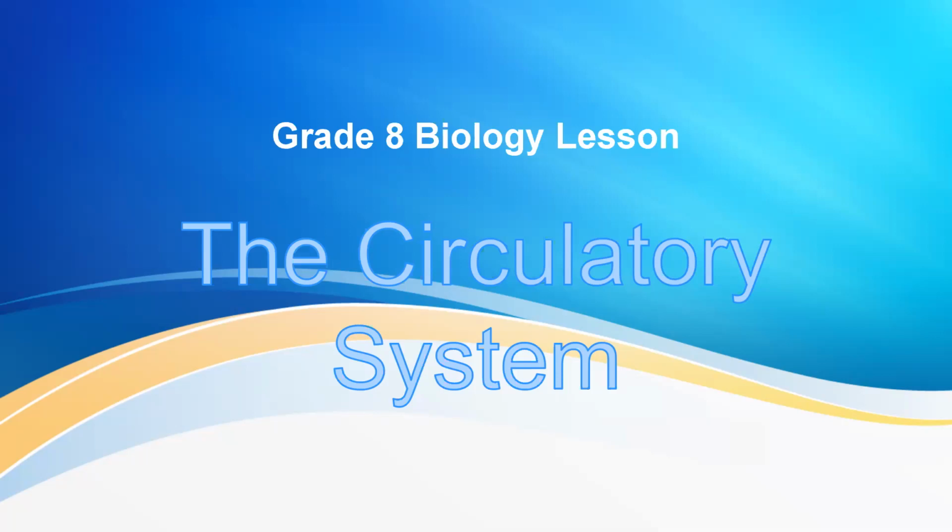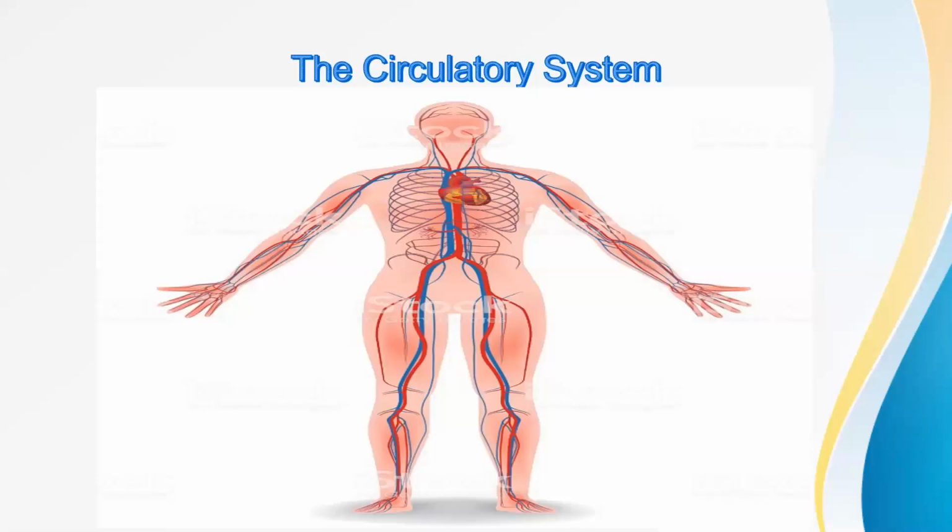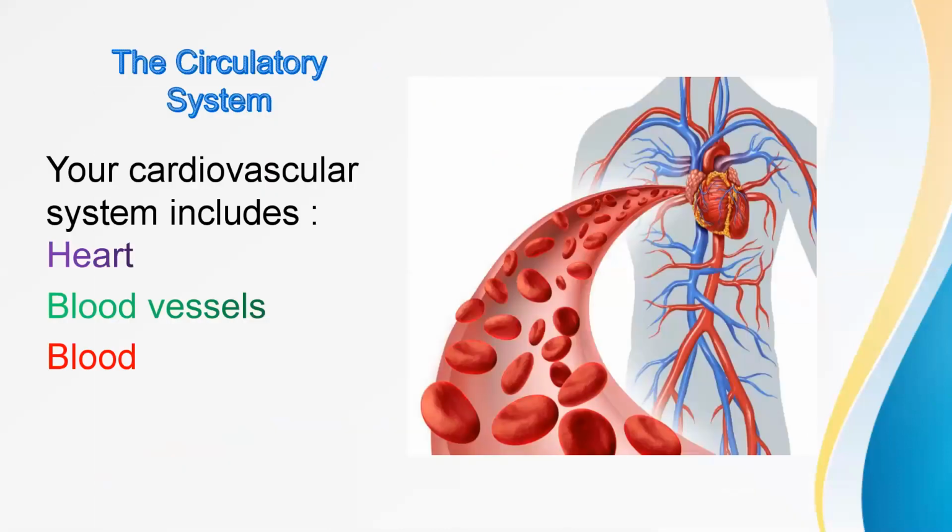Our circulatory system, or we call as cardiovascular system, includes three main parts. One is heart, second one is blood vessels, third one is blood. The function of the heart is it pumps the blood into the blood vessels. These blood vessels carry the blood to every part of your body.